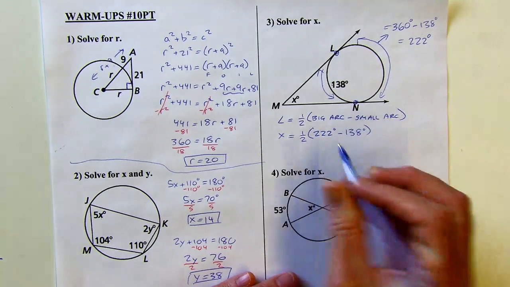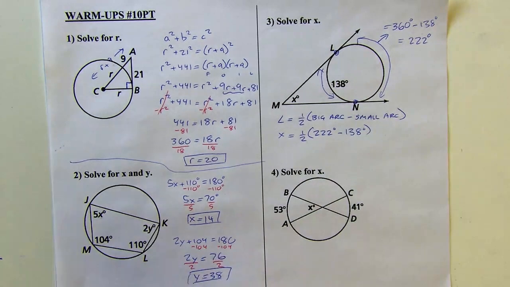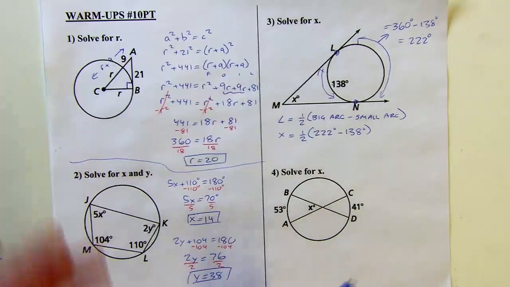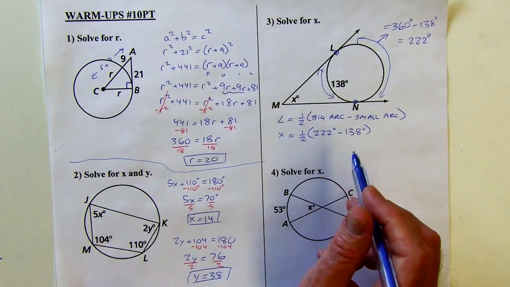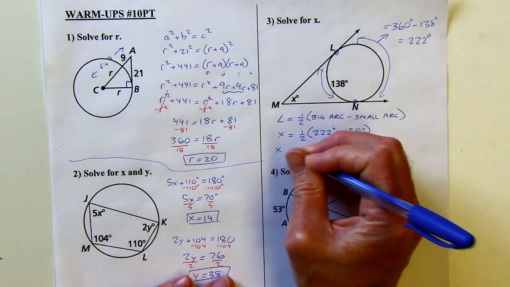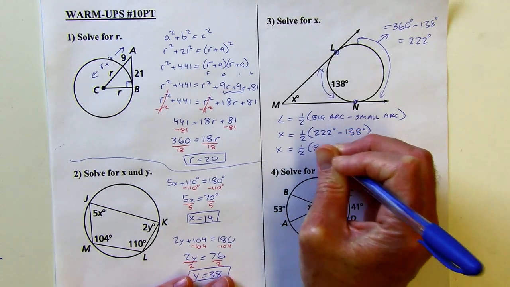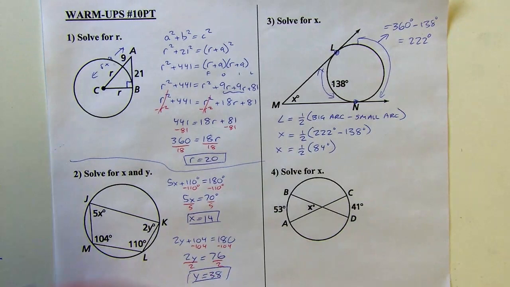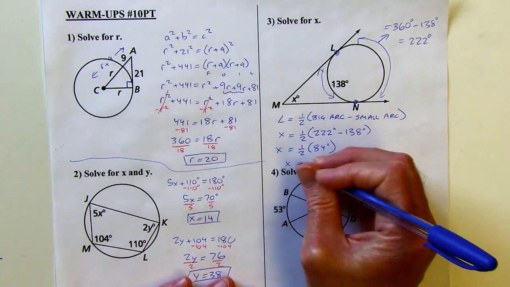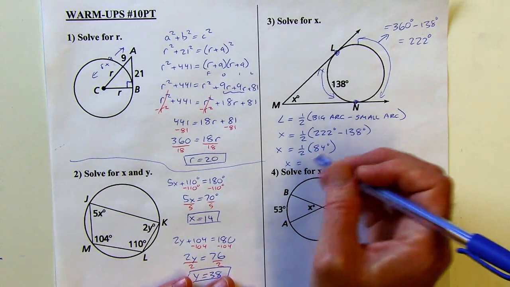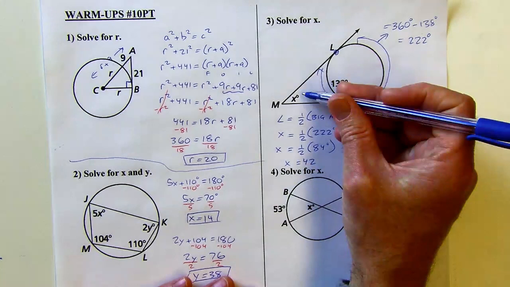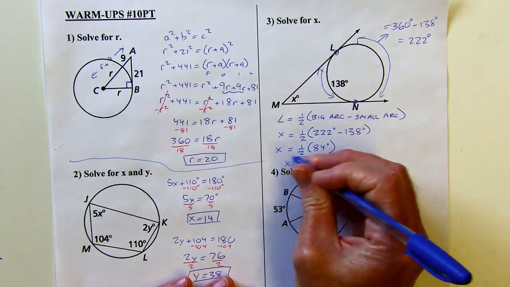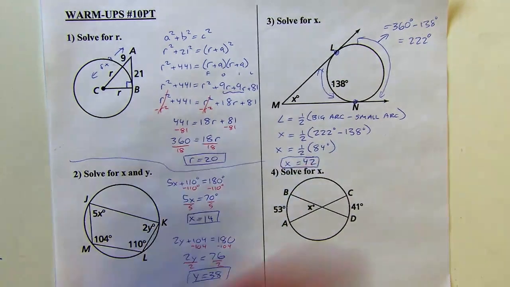If you subtract the wrong way, then you'll get a negative number, and you'll know you're not going to have a negative measure for an angle. All right, so then 222 minus 138 comes out to 84. So I've got 1/2 of 84 degrees. That's just like dividing by 2, multiplying by 1/2, same as dividing by 2. So x is going to equal 42, and I'm actually not going to put the degree in my final answer because it's already in the diagram there. It's just a number I'm plugging in. But yes, the measure of that angle would be 42 degrees.